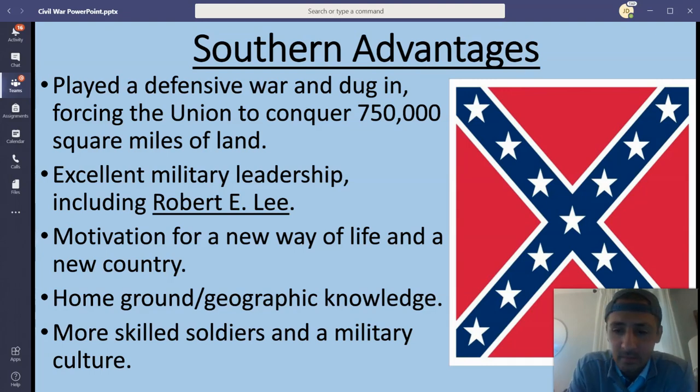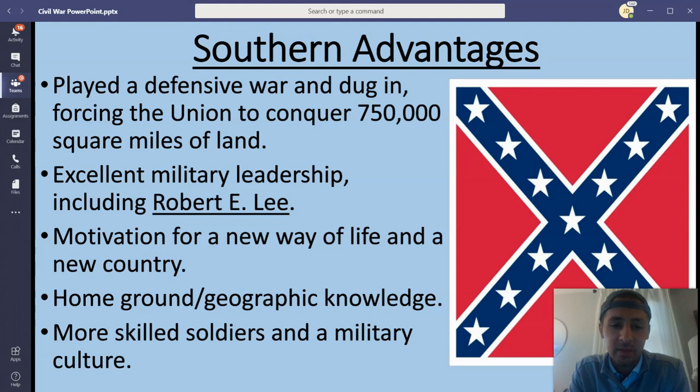Okay, they also have motivation. Some people argue that motivation is not an advantage, but I would argue that it is. If you're motivated to do something and you want something, you might succeed. I think you're going to probably succeed more than if you don't have that motivation or that drive or that need. So the South is motivated. New country, new way of life. We want this. Okay. So they go in guns a-blazing.